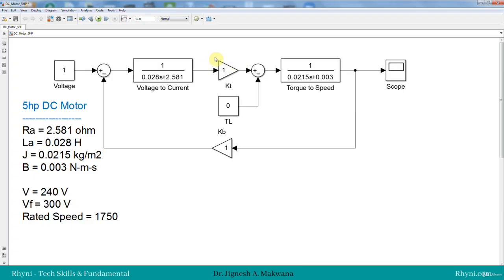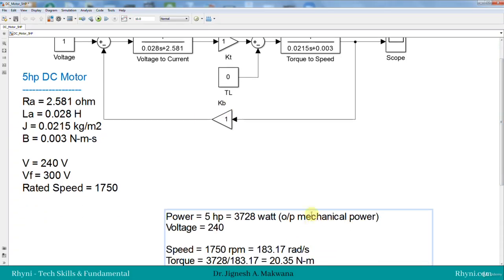So we will have the rated value that we will derive from this parameter, and for the Kb we will have one value, that is, we will find the rated speed in radian per second, and what will be the rated back EMF, what will be the back EMF at rated speed. So we will find it, and we will have the value of Kt and Kb. I have already calculated it.